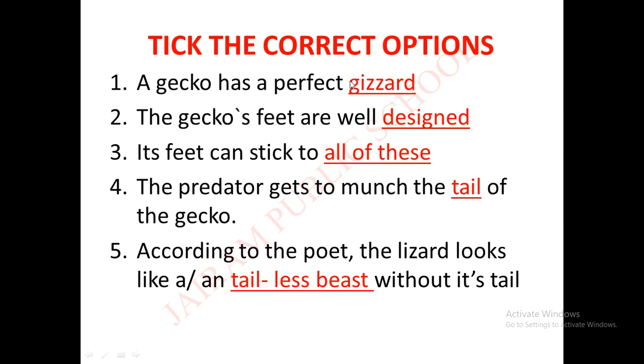Next, go to the tick the correct options. First word. A gecko has a perfect dash. What are the options they have given? Look at your book. Gizzard, foot, tail, egg. Which is the right answer? Gizzard. A gecko has a perfect gizzard.